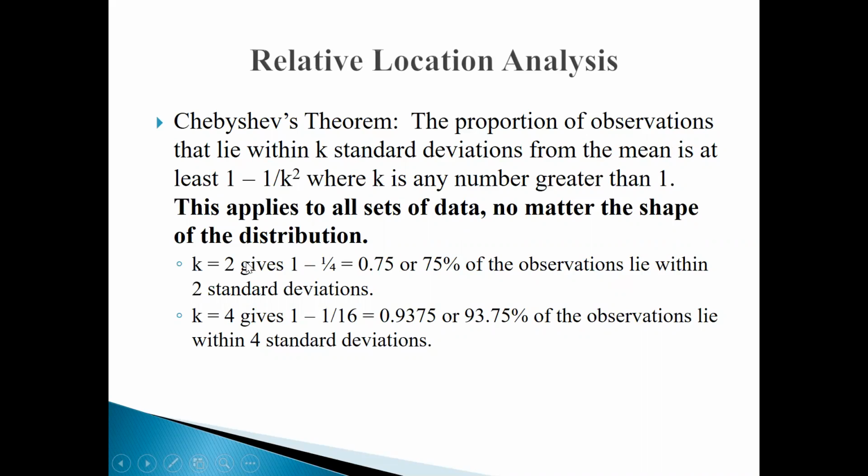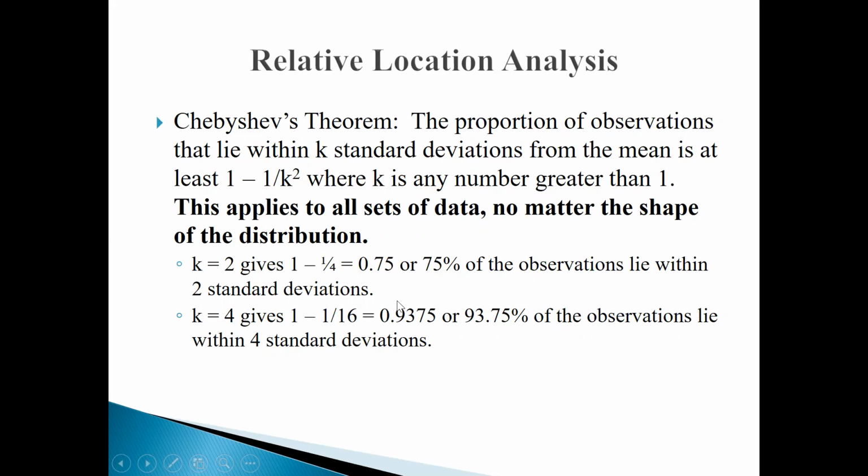And when you take it above or below, when you square it, it becomes positive, so it really doesn't matter. So let's say we have 2. That gives us 1 minus 1 over 2 squared, which is 4. So that's 0.75. So that means that 75% of the observations lie within 2 standard deviations of the mean. And we could also do 4, and that's going to give us 16 because 4 squared is 16. So that's going to be 93.75% of the observations lie within 4 standard deviations.